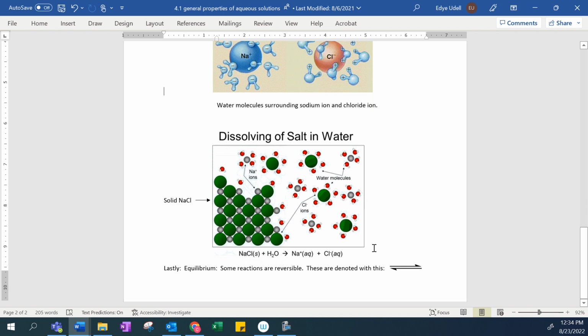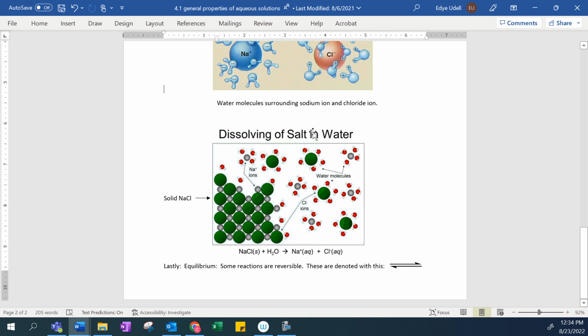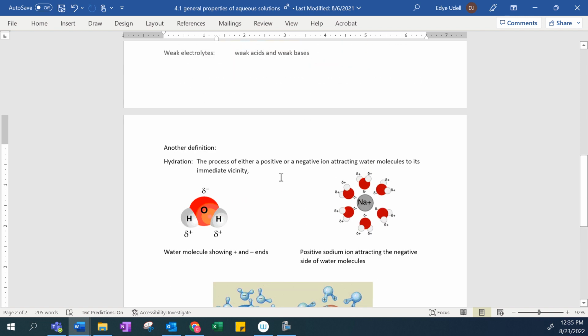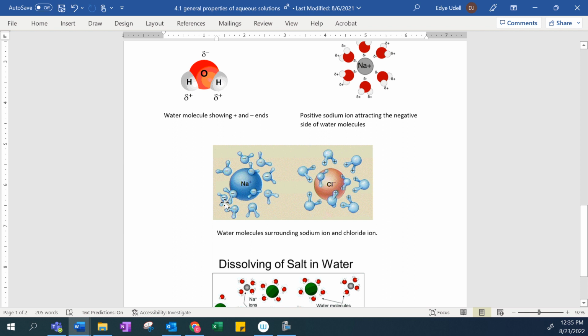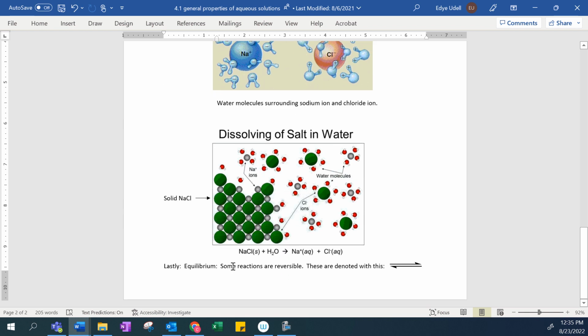Okay. When we say the word salt, a salt just means an ionic compound. When a salt dissolves, it gets surrounded by water molecules, hence hydration. Okay, so here's an example, we have solid sodium chloride, we put it into water, and we get aqueous ions of sodium and aqueous ions of chloride. Okay.